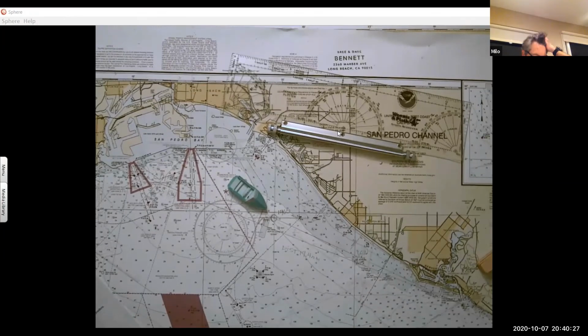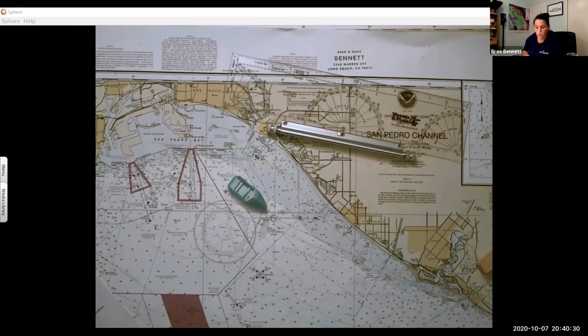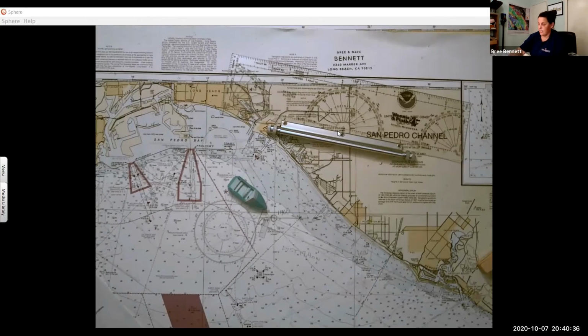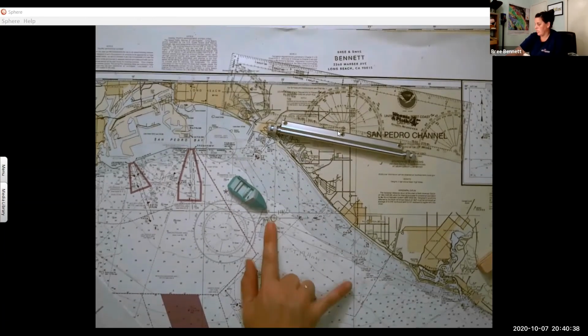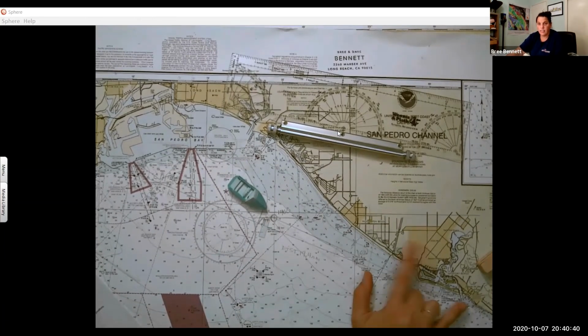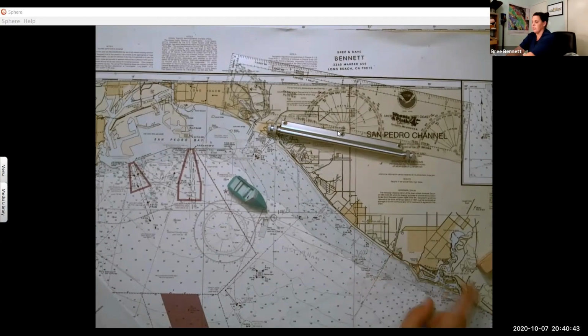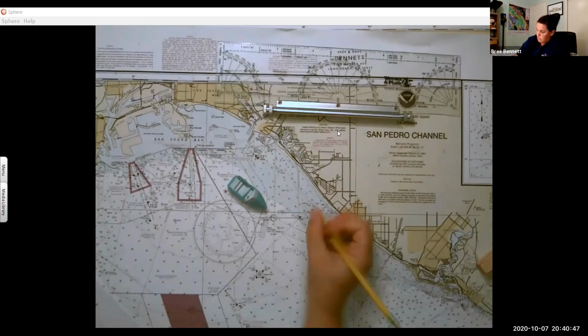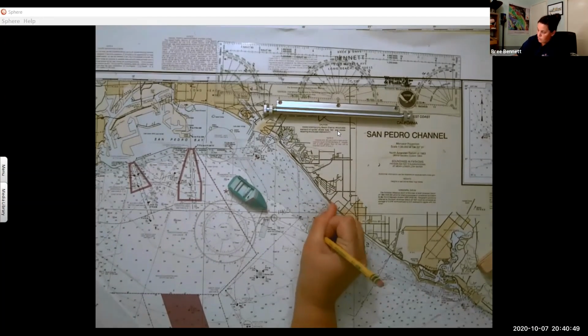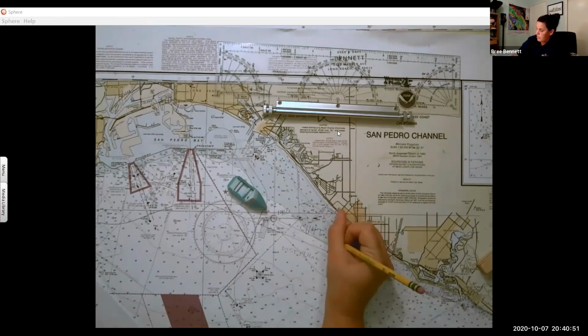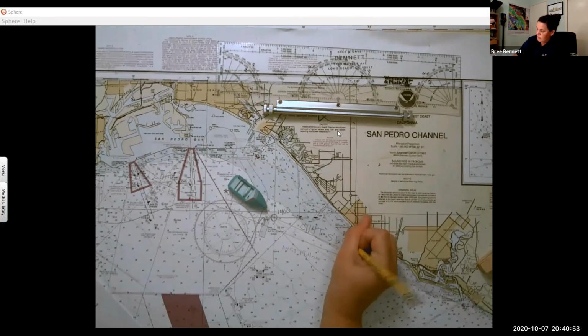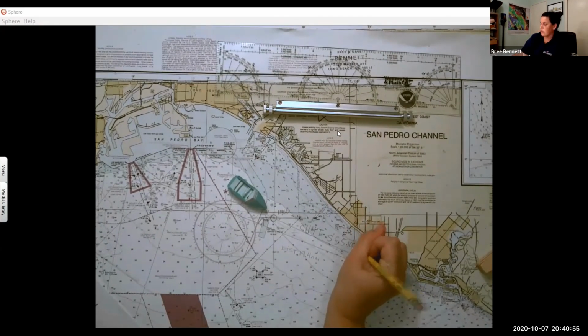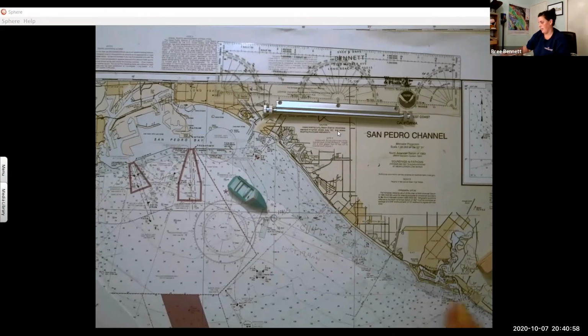Now it asks us, if we keep on this new course, what is our new ETA? So our distance from 1400 to the buoy is going to be a new distance, right? So we're still going to use, we can put on our course 114 degrees true, speed 5.5. What is our ETA?